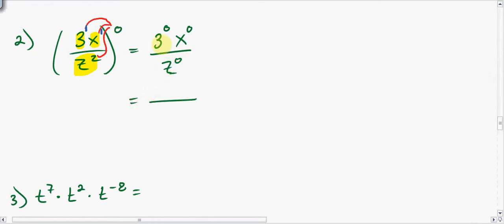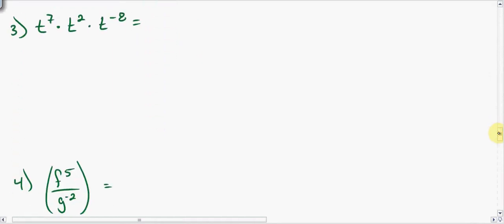And as we said earlier, anything raised to the 0 power is 1. So 3 to the 0 power is 1, x to the 0 power is 1, and z to the 0 power is 1. So 1 times 1 is 1. 1 divided by 1 is simply 1. So that's the longer way to do it, but if you notice that this was raised to the 0 power and that was equal to 1, and you just simply wrote 1, you'd be correct.